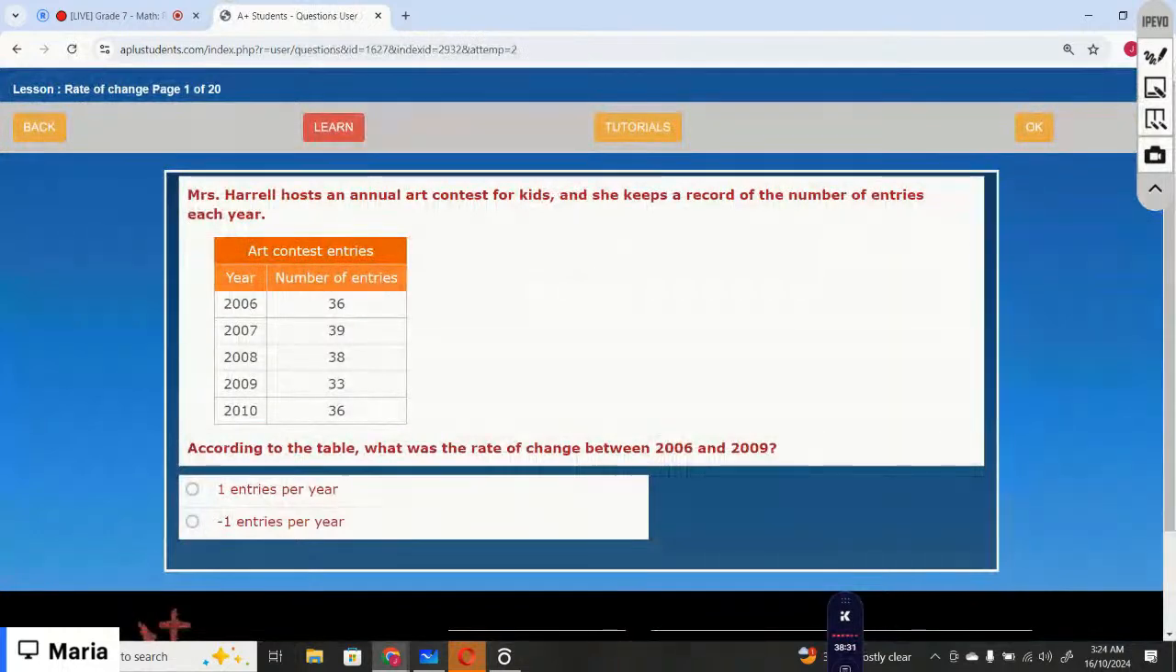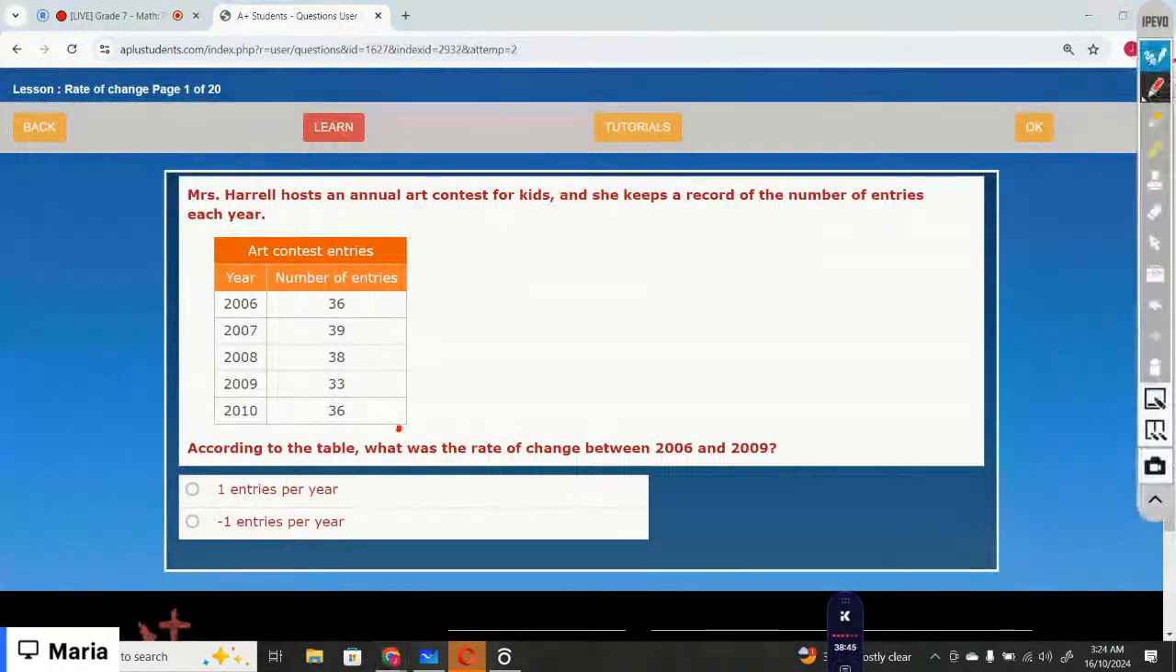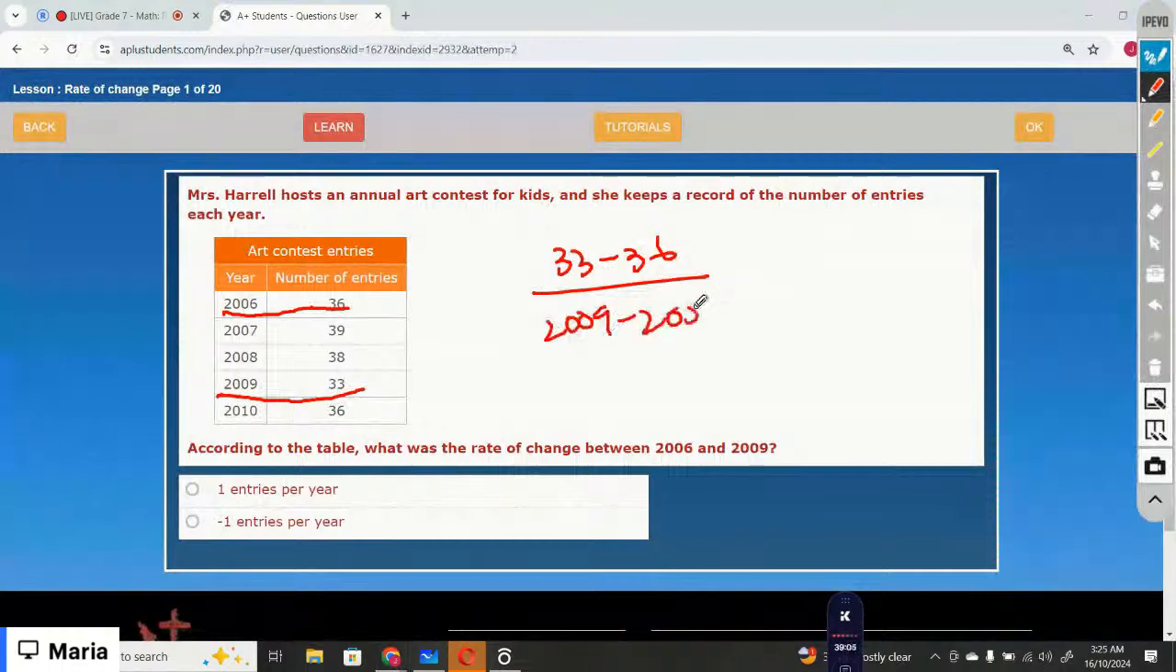Mrs. Harrell hosts an annual art contest for kids and she keeps a record of the number of entries each year. According to the table, what was the rate of change between 2006 and 2009? So 2006 and 2009. So you have to do 33 minus 36 divided by 2009 minus 2006. That is minus 3 over 3. So the correct option is minus 1.